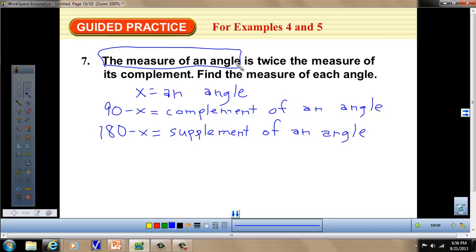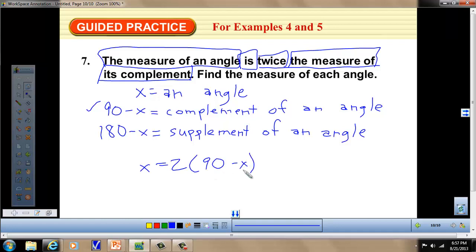The measure of an angle, if they say that, I can rewrite that as x. The word is usually means equals. Now, it says twice the measure of its complement. So it's twice, which is 2 times, and then the measure of its complement is written right here. So this would be 2 times 90 minus x. There are other ways to do it, but I think this is really the easiest way to do it because you can sort of put those pieces together and then solve.